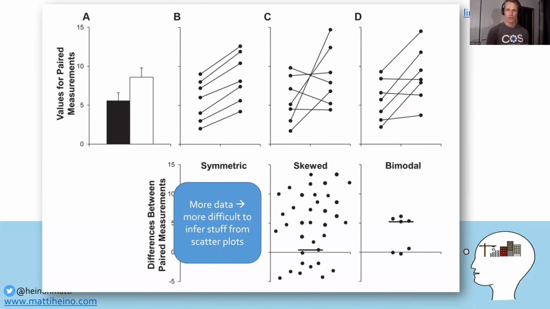But when you're looking at this, when we have a low number of observations, it's easy to see these things with this pedagogical example. But if we have a lot of data, it begins to be a little less clear.